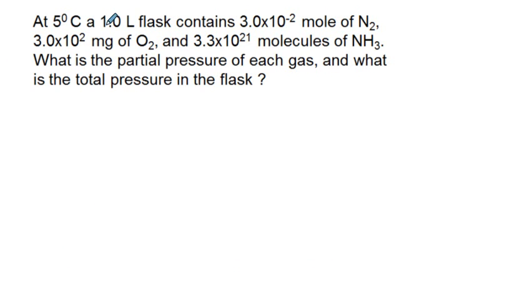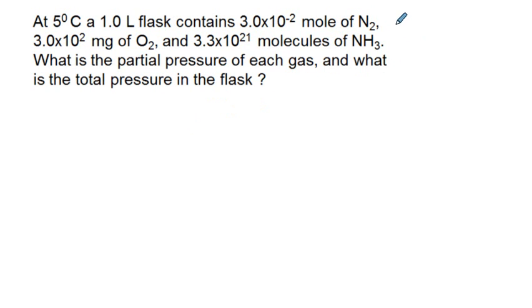At 5 degrees Celsius, a 1 liter flask contains 3 times 10 to the negative 2 moles of nitrogen, 3 times 10 to the 2 power, which is 300 milligrams of oxygen, and 3.3 times 10 to the 21st power molecules of NH3, which is ammonia. What is the partial pressure of each gas, and what is the total pressure in the flask?